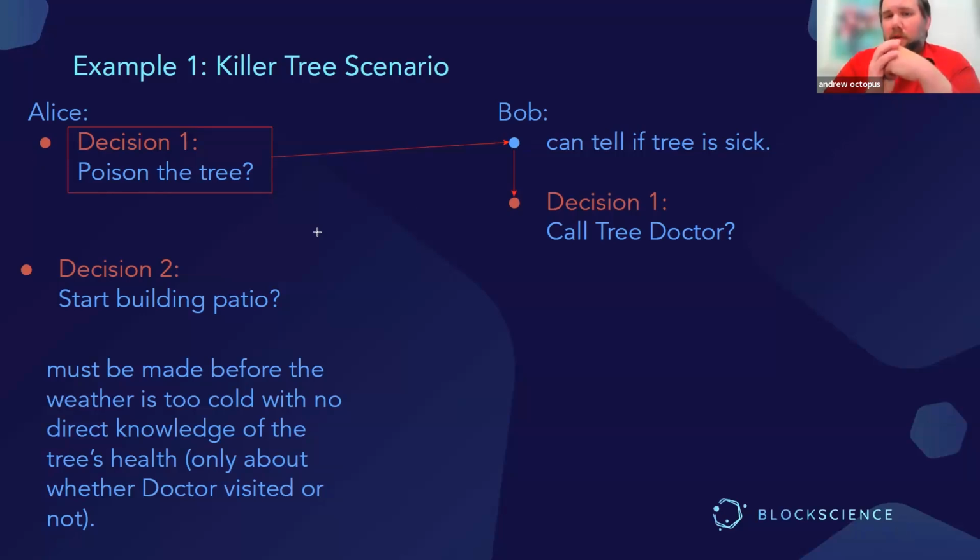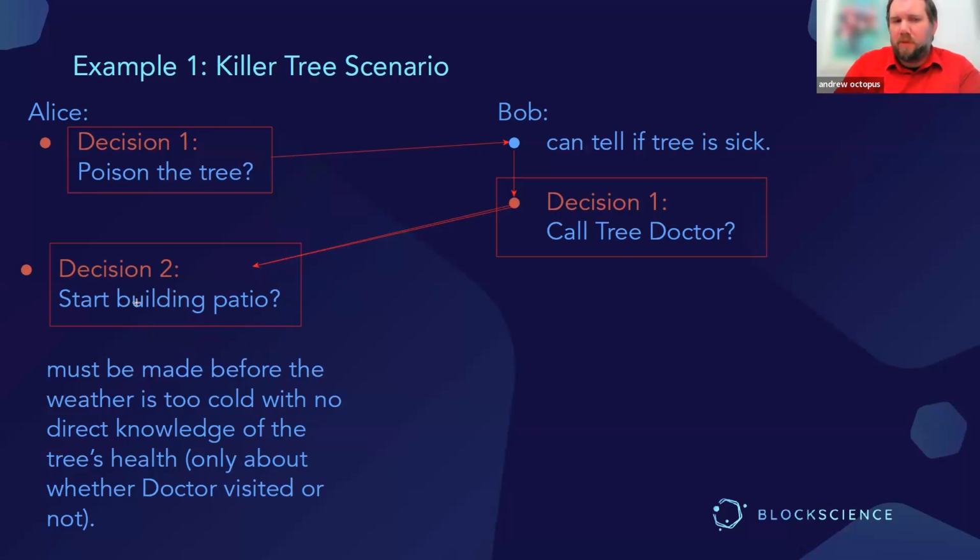Now, Alice will know whether or not the tree doctor was called, but she will not know the ultimate outcome of it, whether or not it was possible to restore the tree to health. So she knows her own decision, and she knows the result of Bob's decision, which will lead her to her decision, which is whether or not she should go ahead and start building the patio on the likelihood that the tree might die. And we have a constraint here in terms of Alice's second decision, which is that she needs to start building the patio before the weather is too cold, and she does not yet know whether or not the tree's health has been restored.